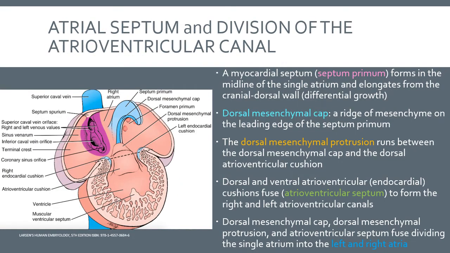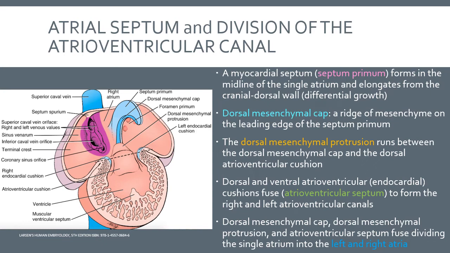Okay, so next up, forming a septum between the two atria and dividing the atrioventricular canal. In this step of heart development, we're essentially taking what was a tube and making 3 chambers out of it. Ultimately, you're going to need 4. Humans have a 4-chambered heart, but we're going to start with 3. Okay, and those 3 chambers will be 2 atria and a ventricle.